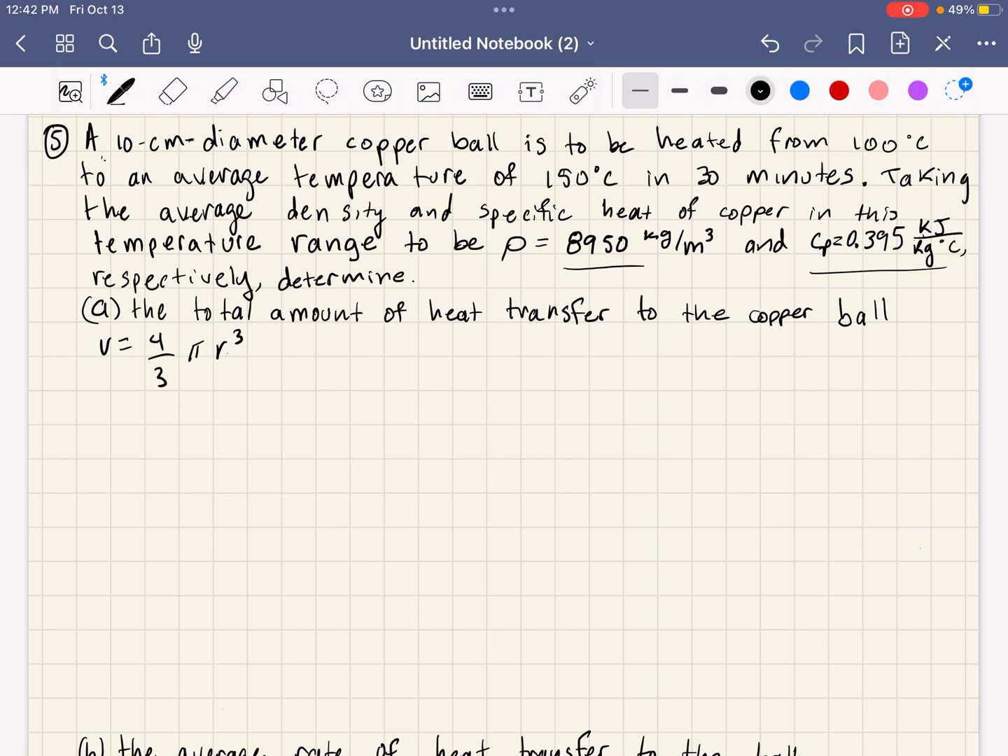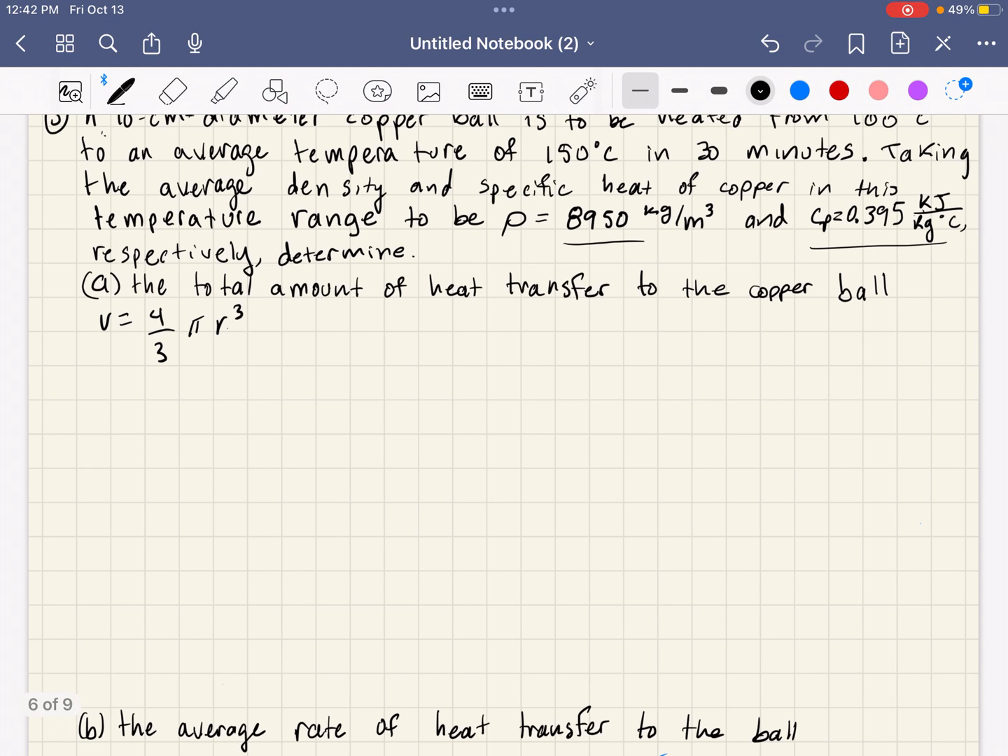Okay, so they want us to determine, there's going to be three parts. The first part is they want us to determine the total amount of heat transferred to the copper ball.